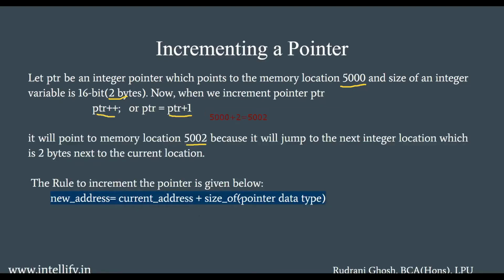So the next address is 5002. The rule to increment the pointer, which I have discussed, is: new address is equal to current address. Current address means base address. The starting point here is 5000. So current address is 5000, followed by the size of the pointer data type. The pointer data type means integer. The size of an integer is 2. So the next address is 5002.